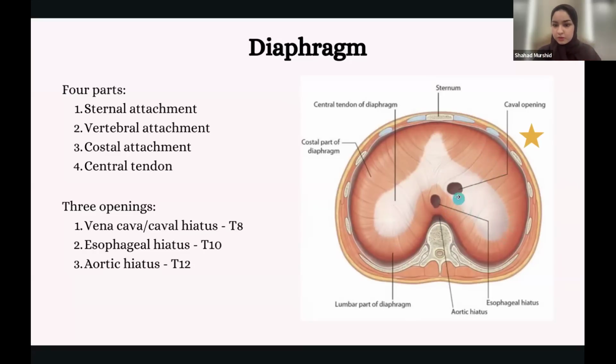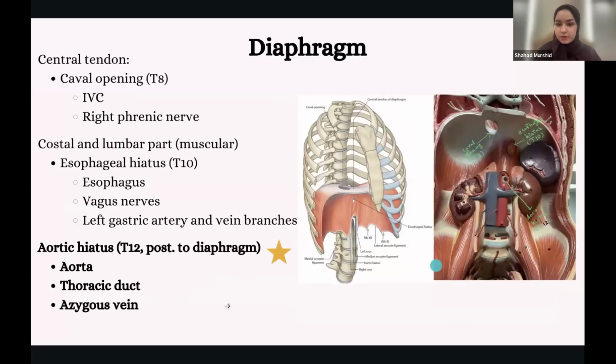So these are the 3 openings. The first opening, as I said, is the IVC at T8. Below that, you have the esophageal hiatus at T10 in the muscular portion. And then you have the aortic hiatus, more in the lumbar part of the diaphragm, at T12. So remember, T8, T10, T12. You must know all of these, and you have to know how to identify them as well.